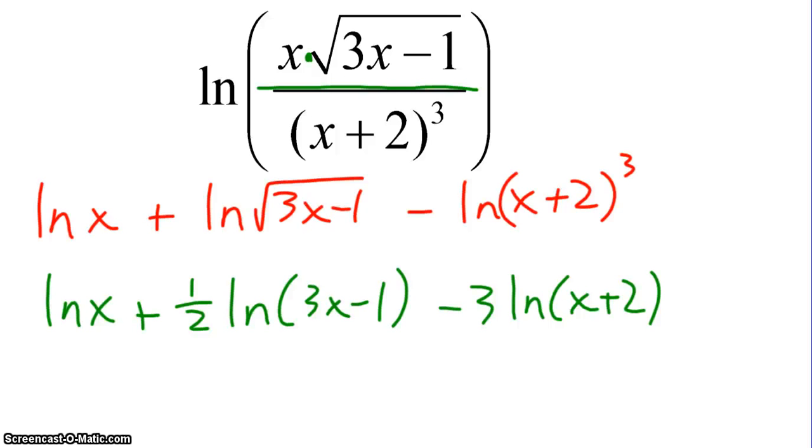Now the natural log of the square root of 3x minus 1, I can treat that as an exponent of 1/2, and I bring that down in front. So I end up with the natural log of x plus 1/2 times the natural log of 3x minus 1, and then minus 3 times the natural log of x plus 2.